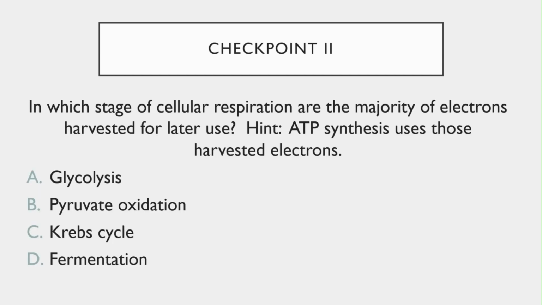Checkpoint 2. In which stage of cellular respiration are the majority of electrons harvested for later use? Hint: ATP synthesis uses those harvested electrons.